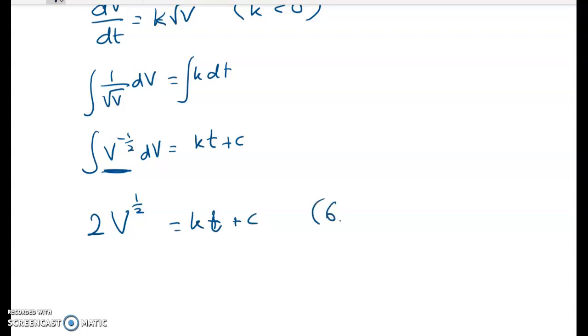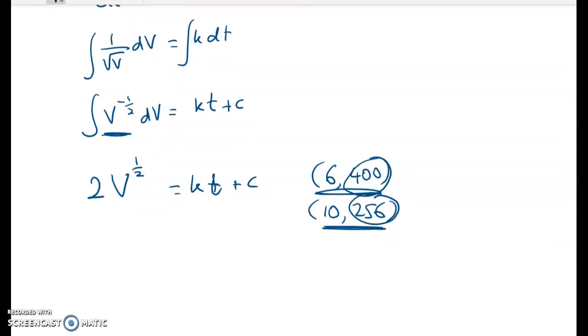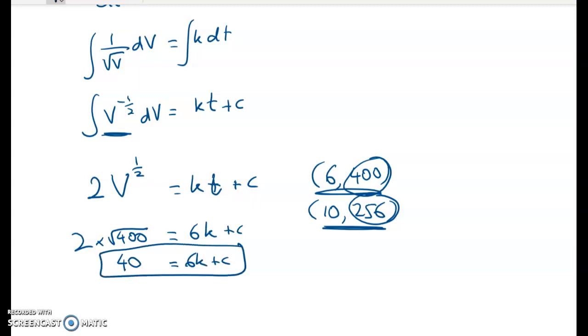Now we've got two bits of information. We know that when T is 6, volume is 400, and when T is 10, volume is 256. We're going to substitute each of these points in and solve to get K. Okay, and this is nice because both of these square root without a calculator. So 2 times the square root of 400 is equal to 6K plus C. 40 is equal to 6K plus C. So that's my first equation.